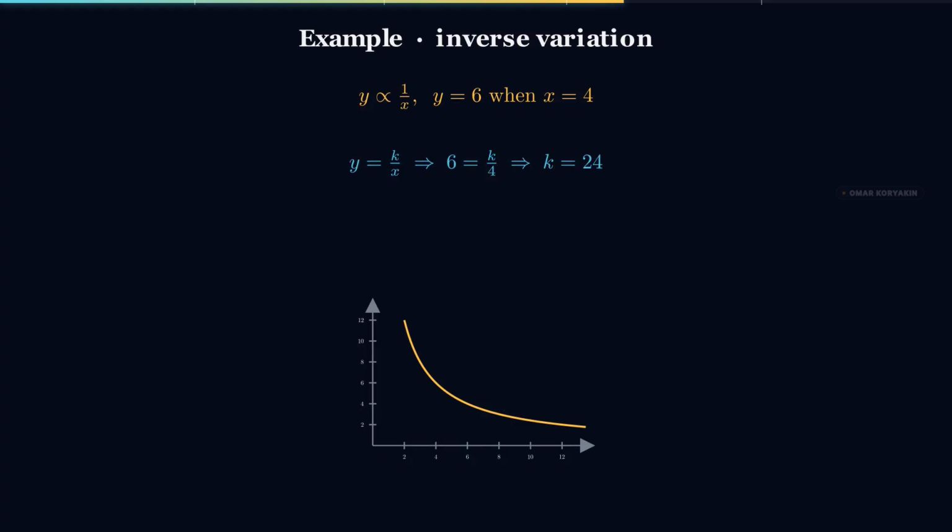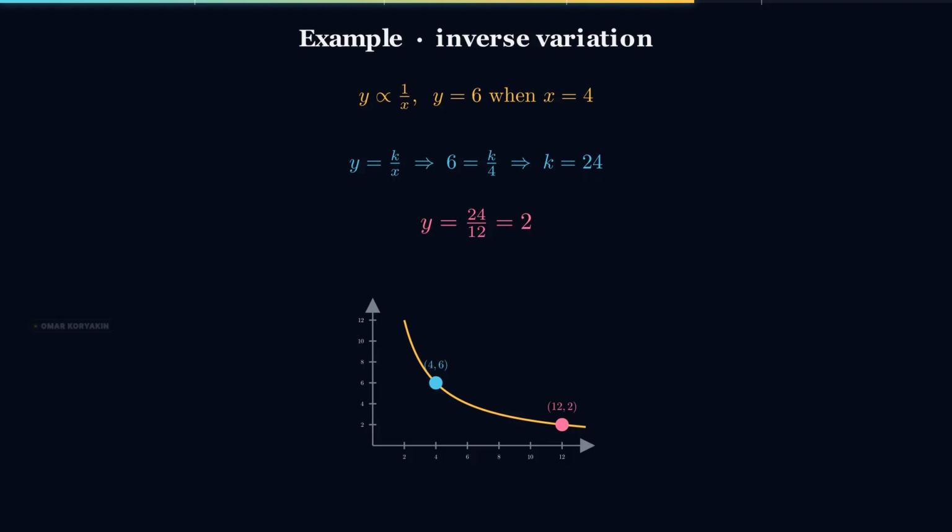Solve for k. Inverse variation says y equals k over x. Substitute the known pair: 6 equals k over 4, so k equals 24. Equivalently, x times y equals 24 for every point on the curve. Find y when x equals 12. Plug into y equals 24 over x, y equals 24 divided by 12 equals 2.